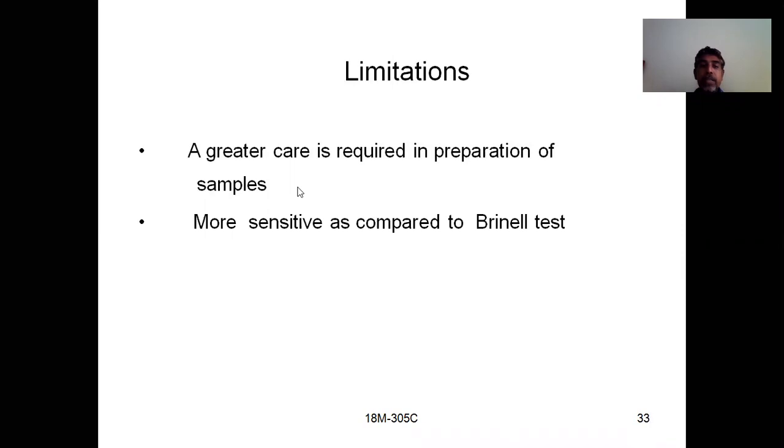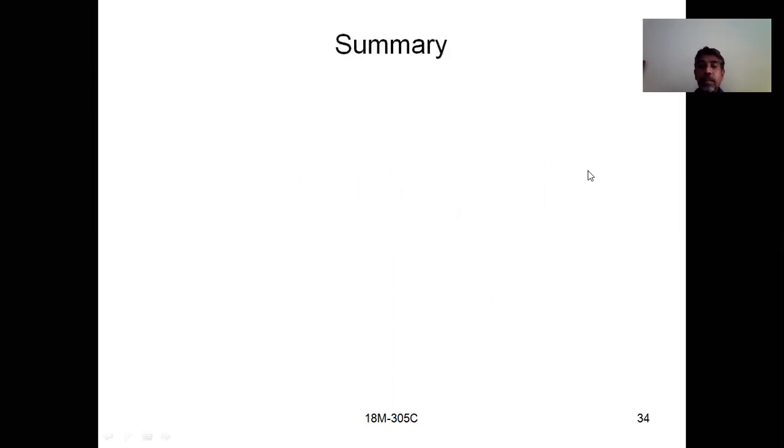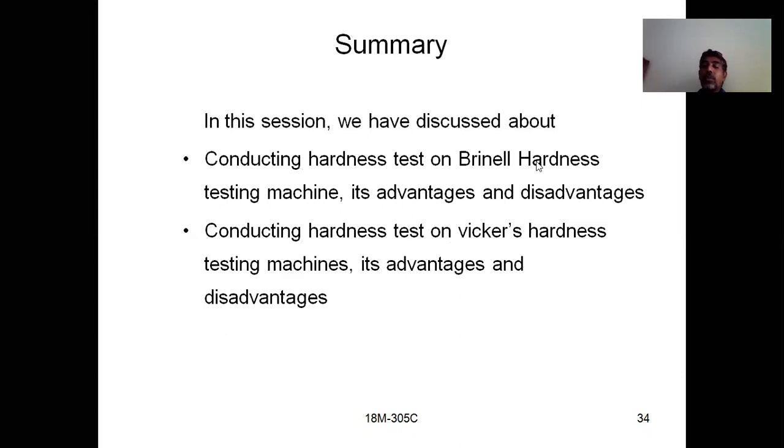And limitations: greater care is required in the preparation of samples. So samples should be prepared properly, and it is more sensitive as compared to the Brinell test. The sensitiveness is more in this test compared to your Brinell hardness test. Okay, so what we have discussed: what is hardness and what the different types of hardness testing procedures are. In that, we have discussed Brinell hardness, Vickers hardness, and Rockwell hardness. In Rockwell hardness, we have discussed what the B scale is and what the C scale is. These things we have discussed till now.